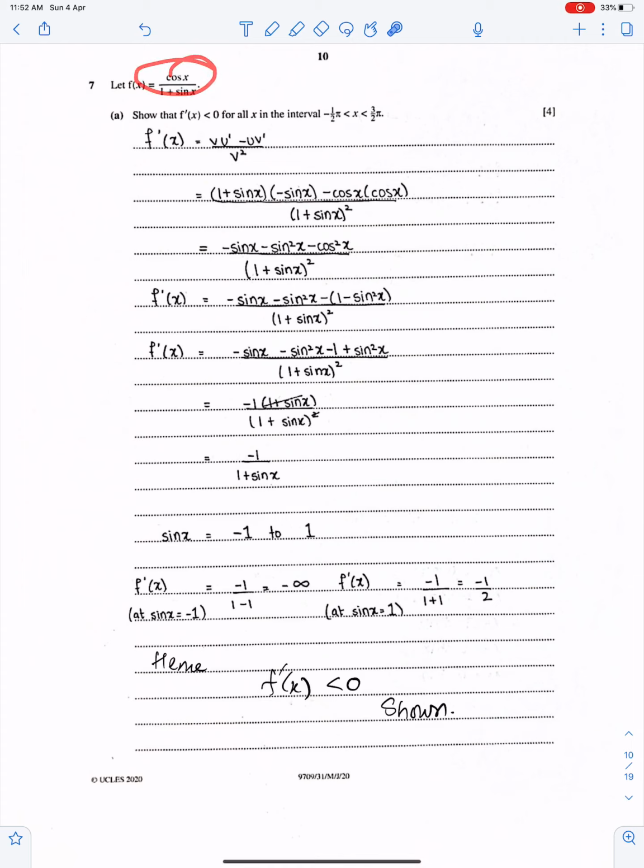This is f of x. Show that f prime x is negative for all x in the interval. So first you have to find f prime x, and for that you need to use the u upon v rule, and the u upon v rule is here.